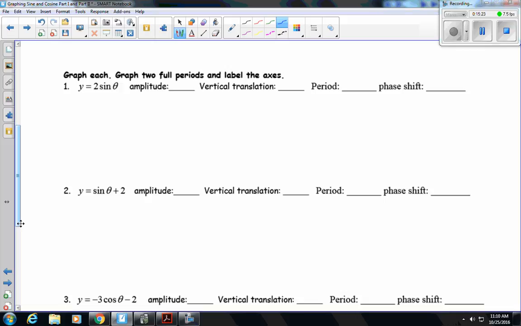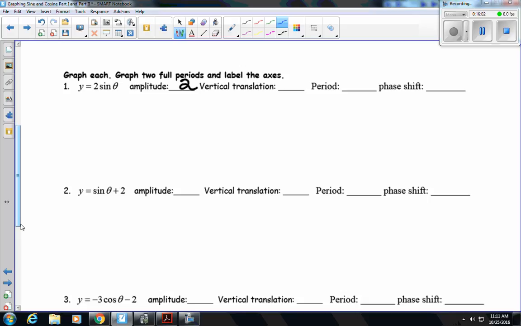Y equals 2 sine of theta. First, y equals 2 sine of theta. Does anybody have an idea of what the graph will look like when I get it finished? It's just going to be taller, right? By how much? 2 units instead of 1 unit. Anything else change? No, not at all. But instead of calling it a vertical stretch, we're now going to call it the amplitude. So we start here. The amplitude is 2. It's always positive.